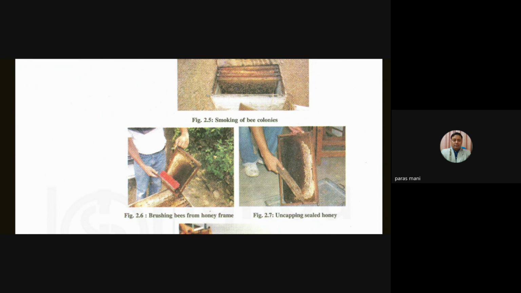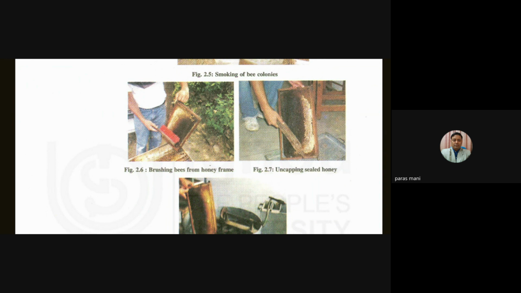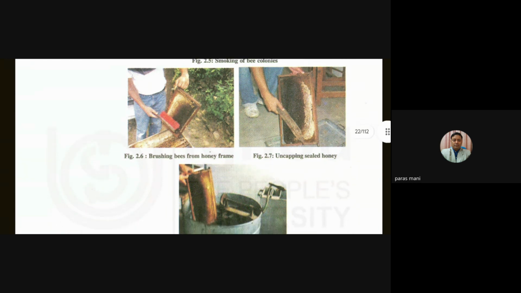A soft brush will be used for removing the adult honeybees from the comb, and uncapping the sealed honey is essential. You can use a thin sharp knife for uncapping the honey. As you can see, they are removing it like a slice. The comb is kept vertically, and the cap is sliced from bottom to top, or top to bottom. Usually bottom to top is done so that the comb will not be damaged much.